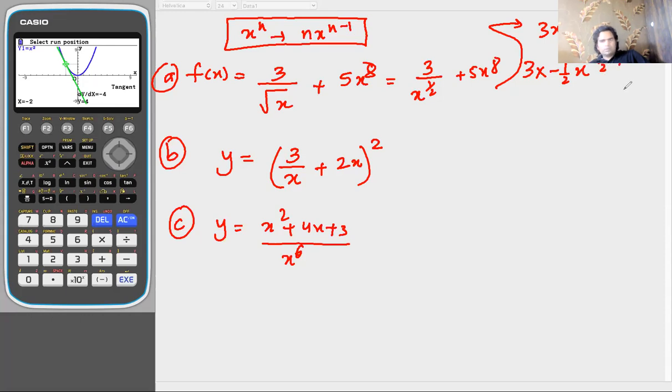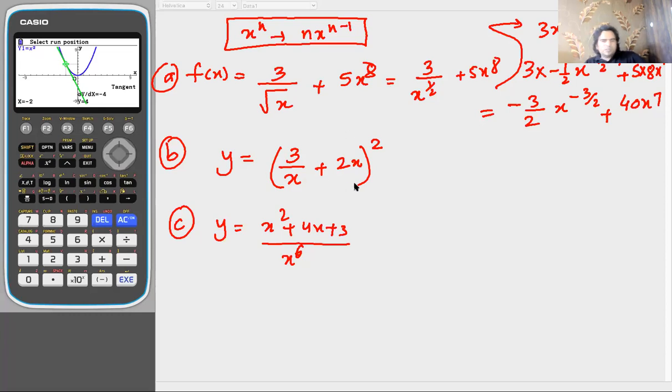negative half minus 1, because n x to the power n minus 1, plus the derivative of 5x to the power 8. So it'll be 5 times 8x to the power 7. So this becomes negative 3 over 2 x to the power negative 3 over 2 plus 40 x to the power 7. So that's the derivative of the first equation.